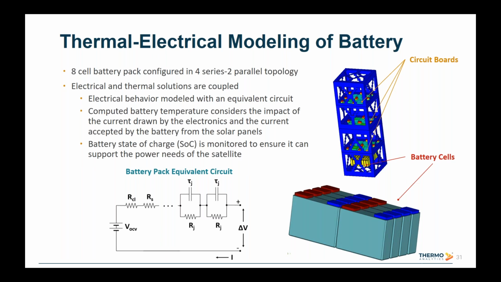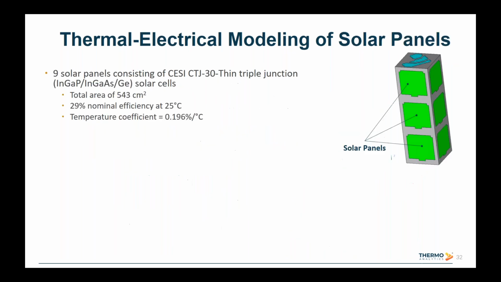So we're modeling the electrical behavior of the battery with an equivalent circuit. And when we're computing the battery temperature in the transient temperature solution, we're considering the impact of the current that's being drawn by the electronics, as well as the current that's being supplied to the battery by the solar panels. And we're monitoring the state of charge of the battery over time to make sure that it can support the power budget of the satellite throughout the mission. So that's a high-level, simple description of how we're handling the battery, and we've got more presentations that go a lot more in depth into this.